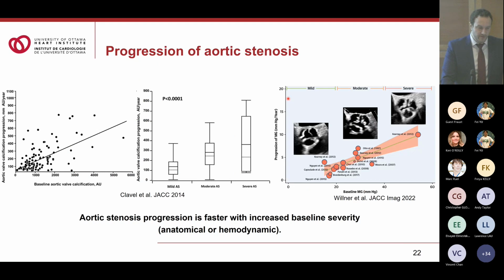Now, in terms of progression, really the only well-established, validated marker of progression in aortic stenosis is the baseline severity. So if you have severe AS at baseline, that patient will progress faster. And that's true in the context of aortic valve calcification, so anatomical severity, as well as hemodynamic severity. And Nadav Wilmer, who was a fellow here a few years ago, published this paper when he was here and did a meta-analysis of studies and further strengthened this concept.